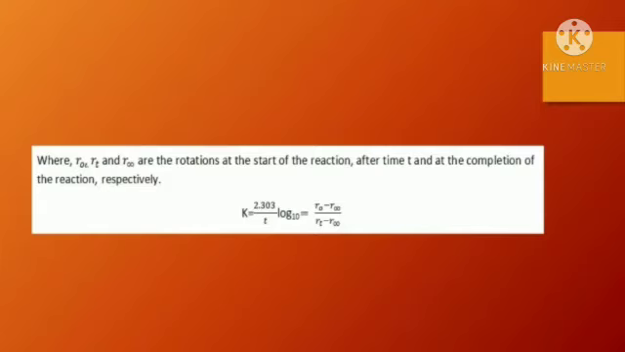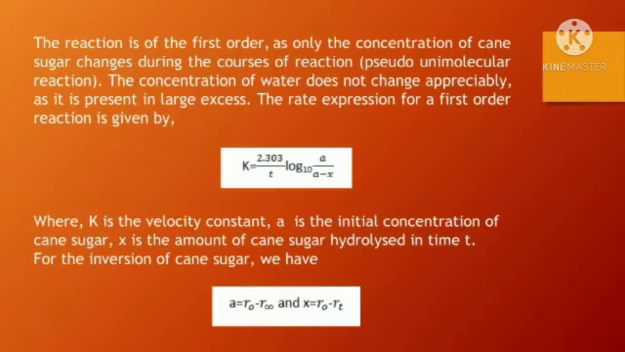k is equal to 2.303 upon t log to the base 10 of (R0 minus R infinity) upon (Rt minus R infinity). The reaction is of the first order, as only the concentration of cane sugar changes during the course of the reaction. The concentration of water does not change appreciably as it is present in large excess.